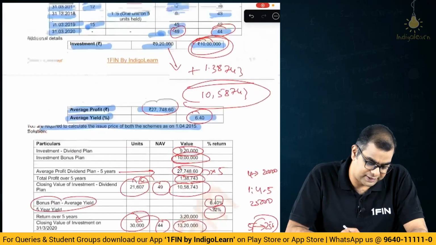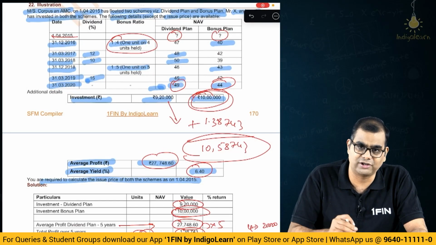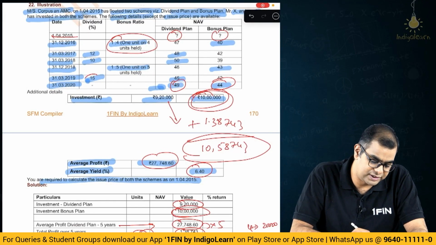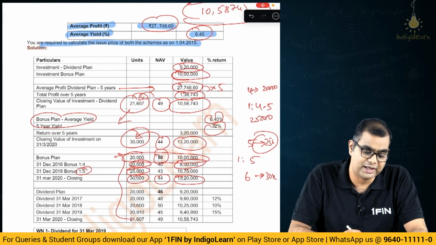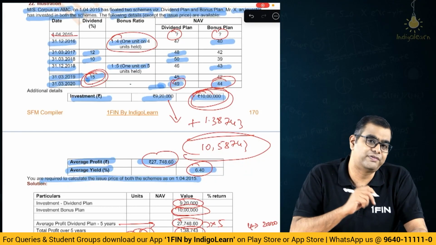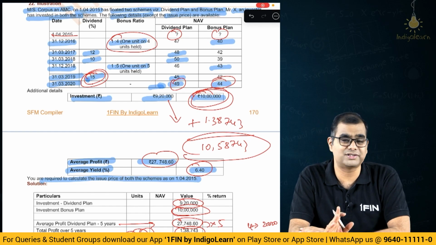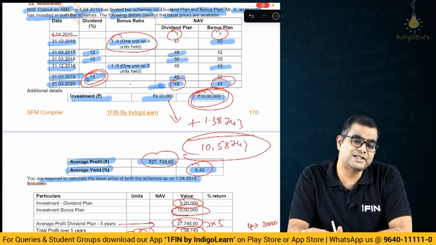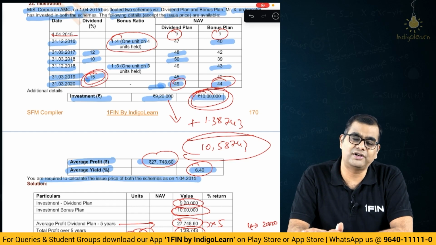Next, coming to dividend plan. Now, dividend plan is slightly more interesting. You need to use mathematics and equations, and here also you will have a problem. What is the dividend? Closing units, what we found is 21,607, and 21,607 is after giving 15% dividend. 15% dividend is on what? Dividend is always on face value. Now, here what is the issue price? We don't know the issue price. Is issue price equal to face value? No. The face value is always 10.